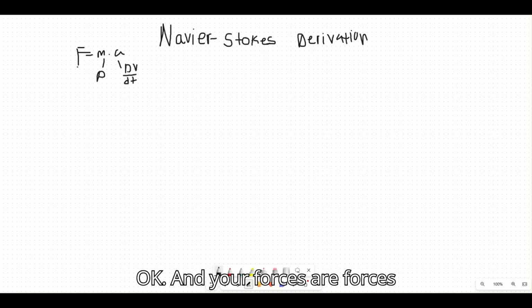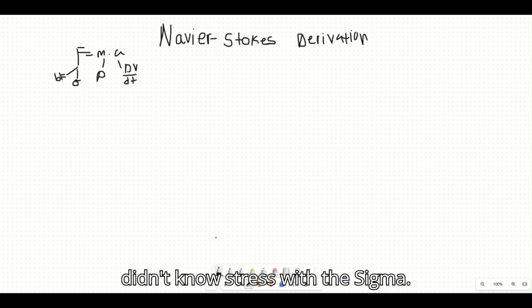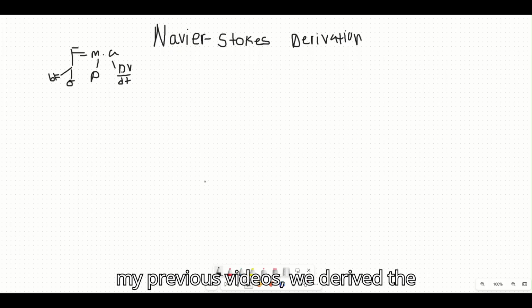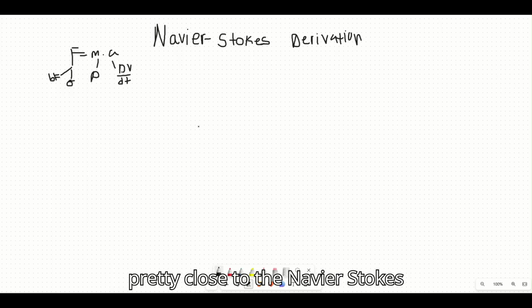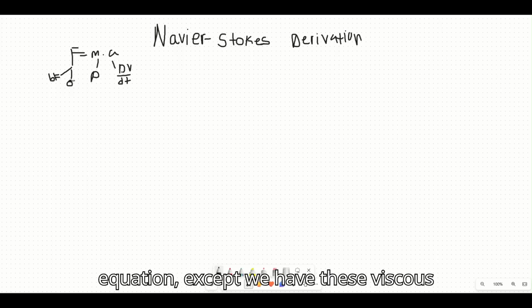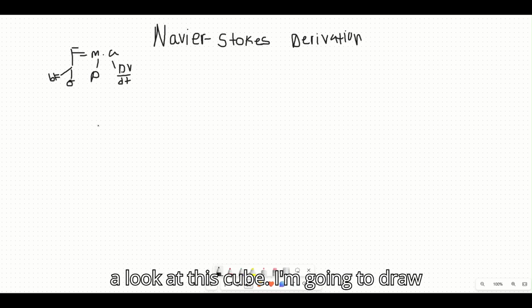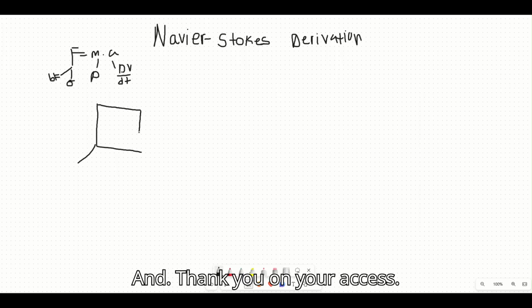Okay, and our forces are going to be your body force and your surface forces, like stress. So I'll just denote stress with the sigma. And if you remember earlier, in my previous videos, we derived the pressure static equation, and that was pretty close to the Navier-Stokes equation, except we have these viscous stresses. And so let's take a look at this cube. I'm going to draw out a little axis here and draw the cube along the axis.